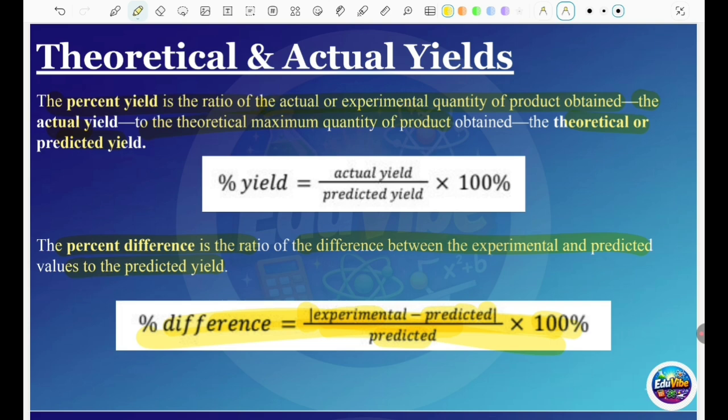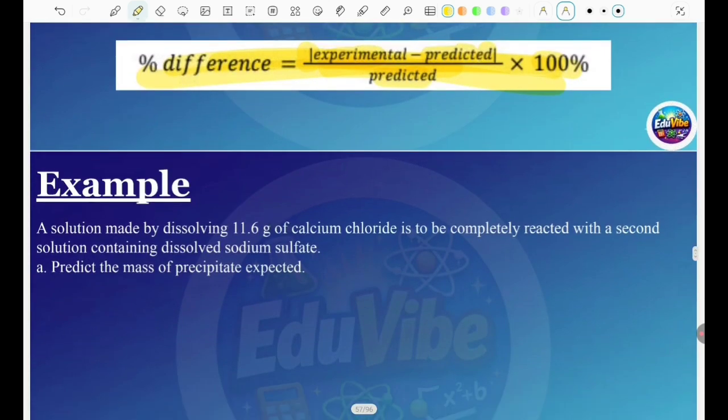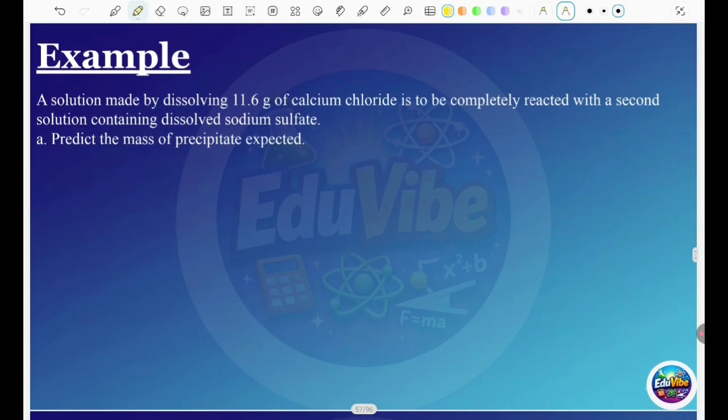The percent yield is a new thing here. You can find the percent yield by the actual yield divided by the predicted yield, multiplied by 100. In the question, you have to know which is the actual yield, which is the predicted yield, and what the experimental values are. So you have to know the question well.